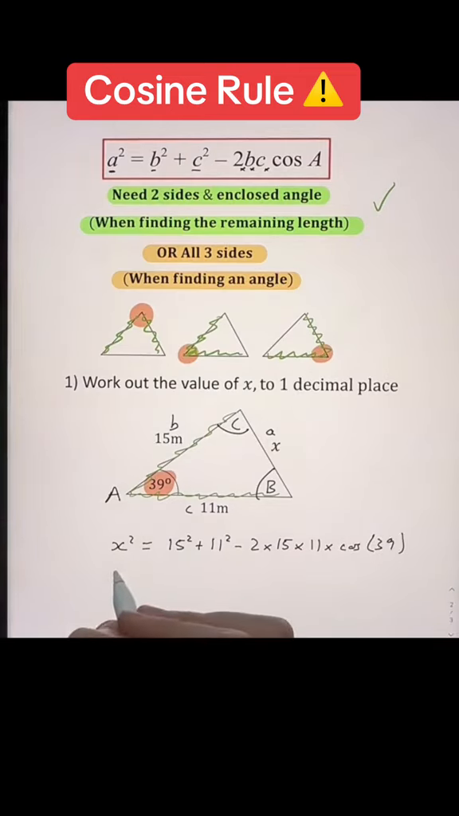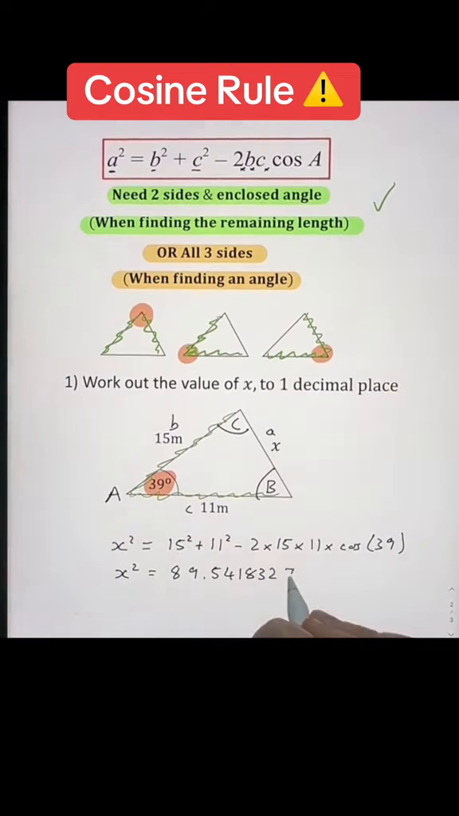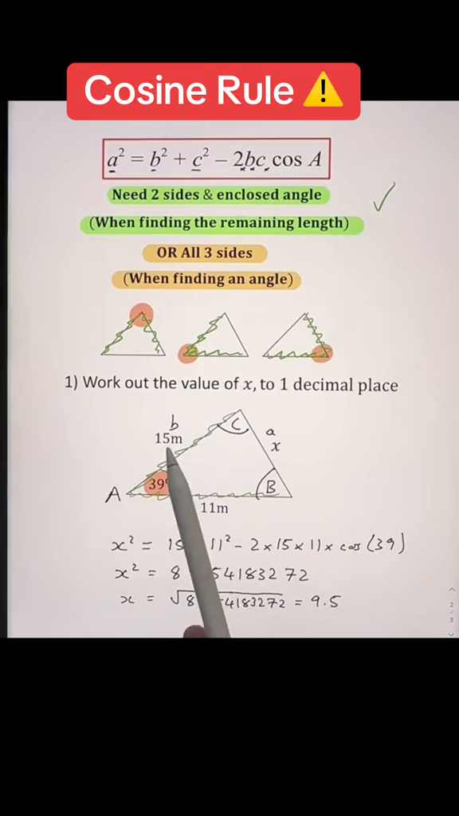Leaving the x squared alone on the left-hand side of my equation, I can now substitute everything on the right-hand side straight into my calculator, and that will give us 89.54183272. But that gives me x squared, and I want to work out the value of x. Well, the opposite of squared is to square root my answer. So therefore, I'm going to square root everything on the right-hand side, which equals 9.5 when rounded to one decimal place. As it's a length, I know my other lengths are in metres, therefore my answer will also be in metres.